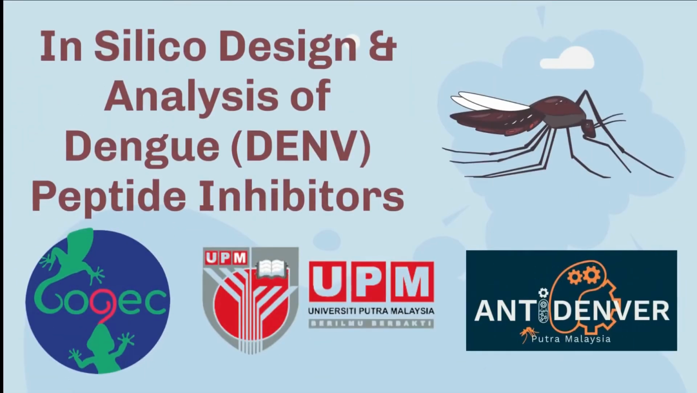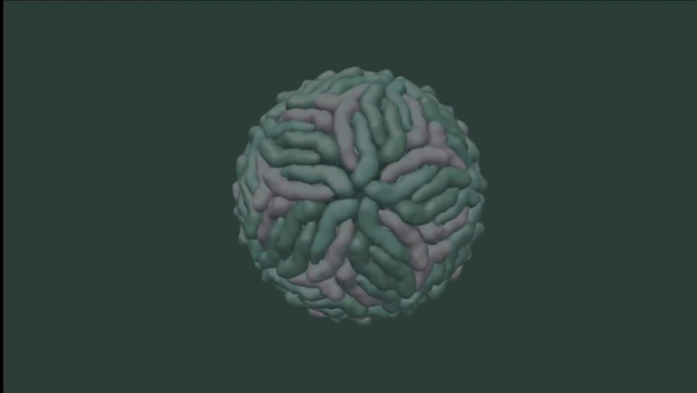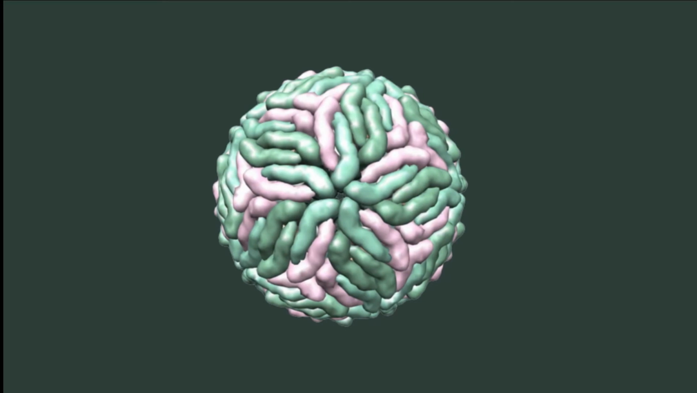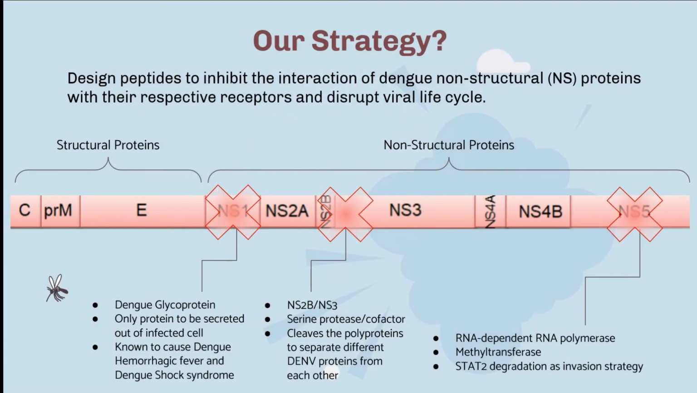Ultimately, this led us to the project of in silico design and analysis of dengue peptide inhibitors. The primary aim is to inhibit the interaction of dengue non-structural proteins with their respective receptors and disrupt the viral life cycle. Dengue is a single positive-stranded RNA virus from the Flaviviridae family. Its genome alone consists of 3 structural proteins and 7 non-structural proteins. In this study, we decided to narrow down to 3 non-structural proteins.